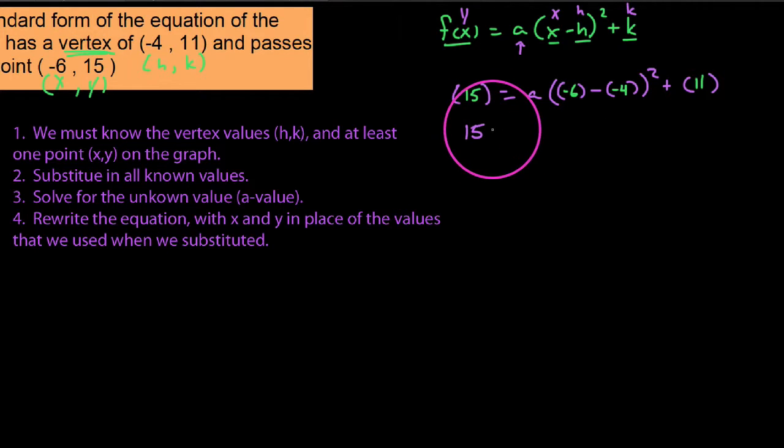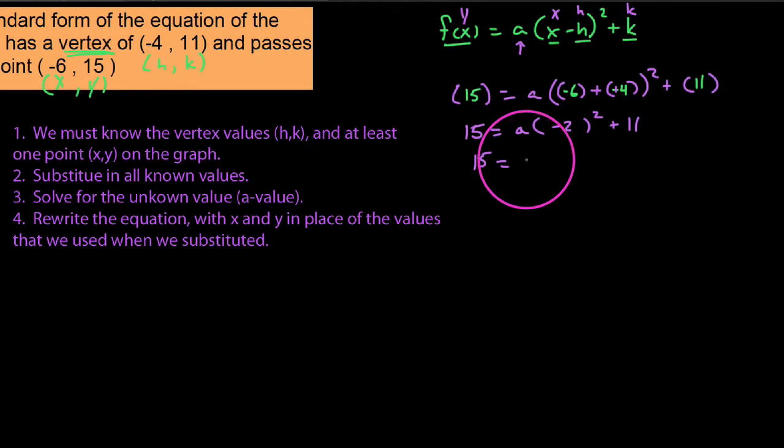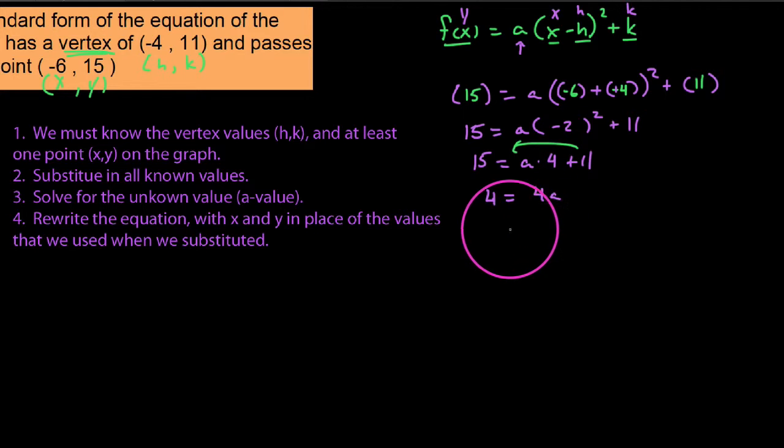So you can see how this will all just reduce for us here. We'd have 15 equals a times, now using the order of operations, we need to simplify in our parentheses first here. And we get -6 plus 4, which would be -2. Simplifying further, we would say that 15 equals a times -2 squared, which is 4, plus 11. And moving this constant term over to the left side, we get 15 minus 11. This is going to give us 4 equals 4a. And so it follows that a is equal to 1.